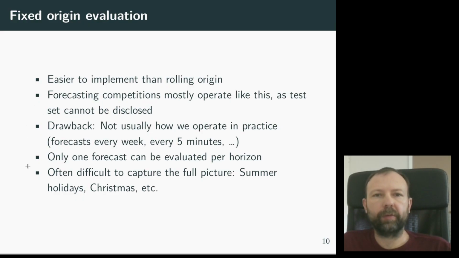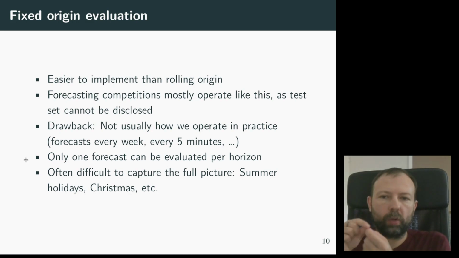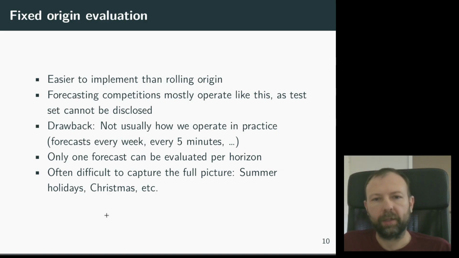Another big problem of fixed origin evaluation is that we can only evaluate one forecast per horizon and per series, right? Because we can only do one step ahead, and then the next one would be two steps ahead. That's a different horizon. And it's also often difficult to capture the full picture. You know, you could have summer holidays, Christmas, and so on.